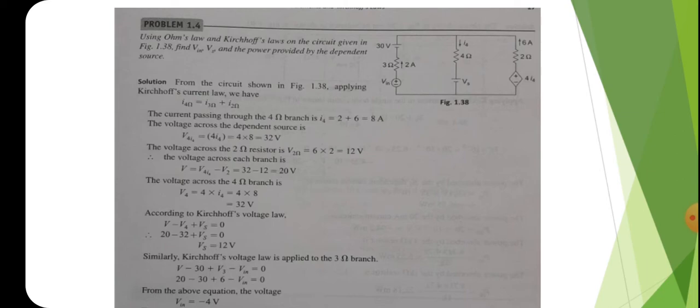In this circuit, there are 3 resistors: 3 ohm resistor, 4 ohm resistor and a 2 ohm resistor. And there is a 30 volt source and current I4 is marked at the central branch. And the current through the 3 ohm resistor is 2 ampere. Next, the current through the 2 ohm resistor is 6 ampere. These quantities are all given in the question itself.